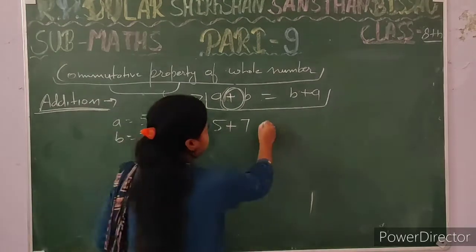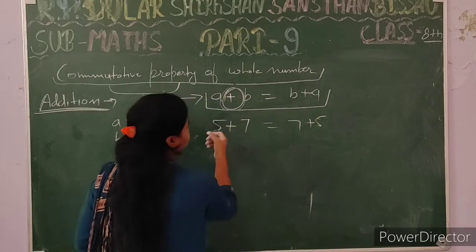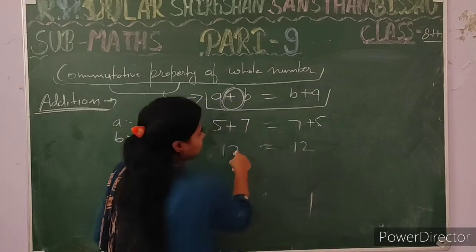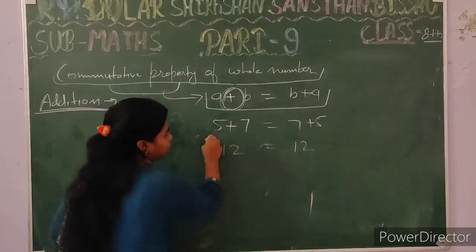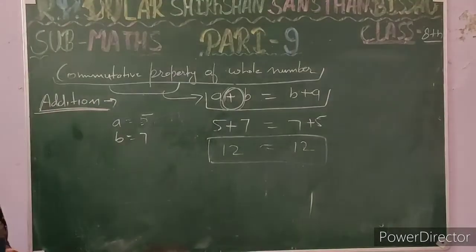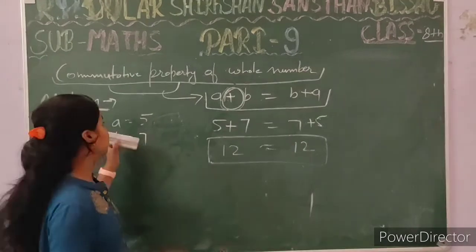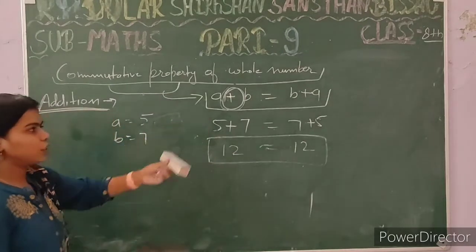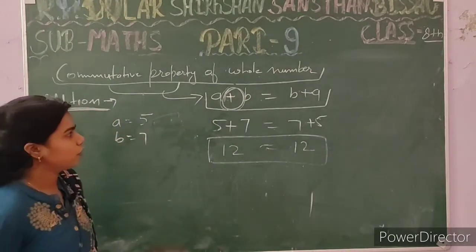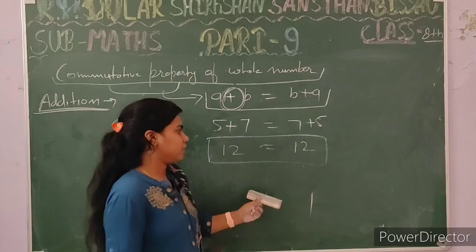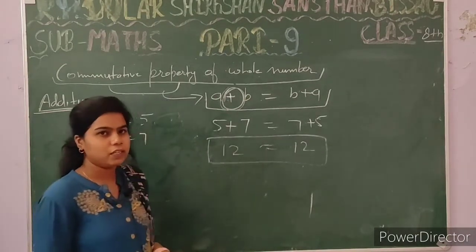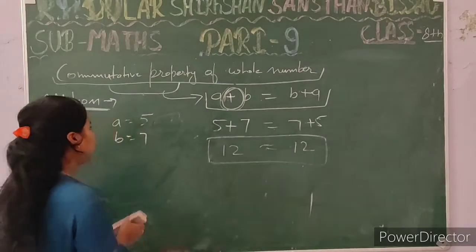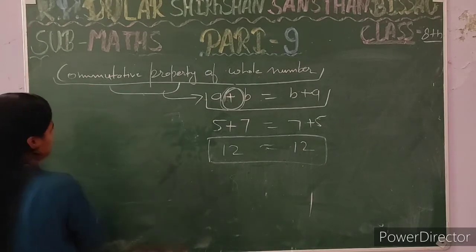So 5 plus 7 and 7 plus 5. 5 plus 7 is equal to 12, and 7 plus 5 is 12. It means 12 is equal to 12. Our observation is that the addition commutative property of whole numbers is satisfied, because in both conditions the result is the same. LHS and RHS are equal, so we can say yes, this is satisfied. But now I tell you about subtraction.